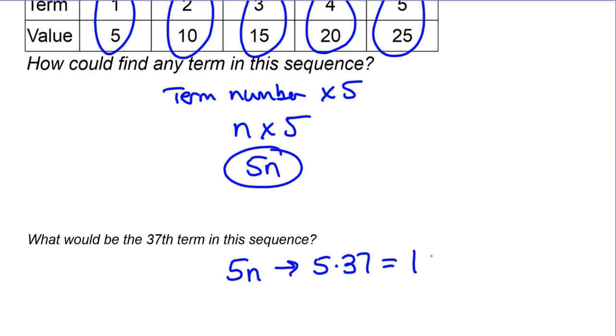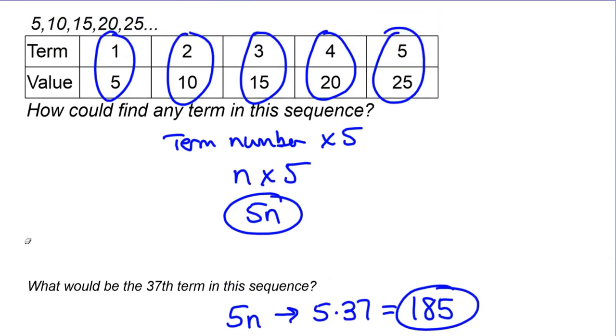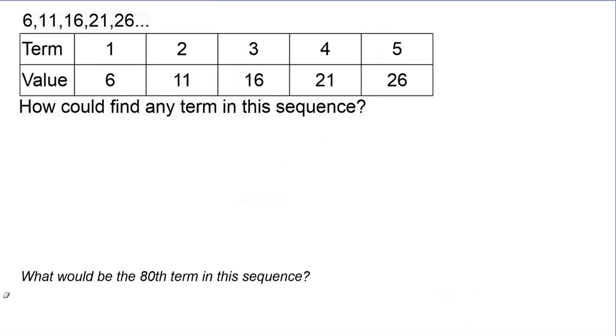And 5 times 37 is 185. So 185 would be the 37th term in this sequence using that algebraic expression. Now we're going to bump it up a little bit. This one's a little bit more challenging. How could I find any term in this sequence?